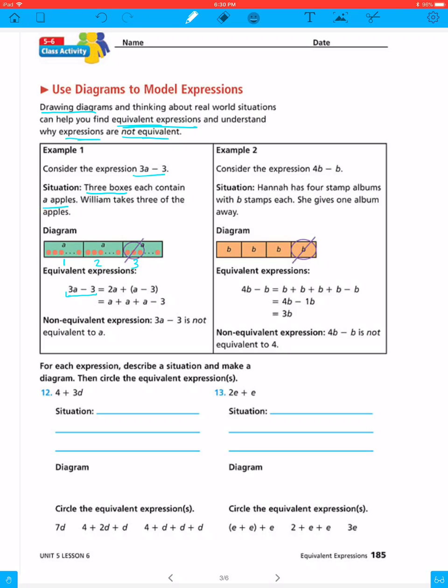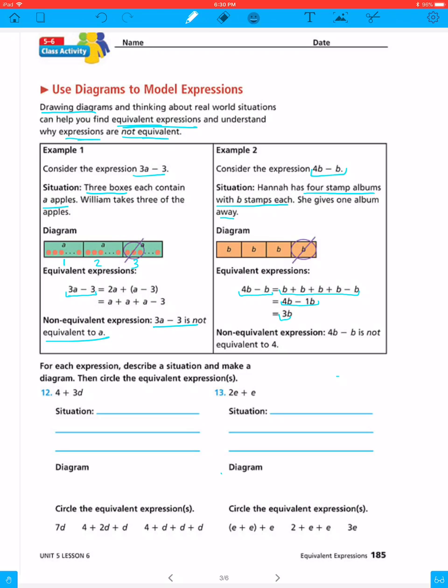So there are 3 boxes. They all have a certain number. And this dude, William, he takes 3 apples. He does not take 3 boxes. That's why you notice on that final A, there's 3 little dots subtracted. Now, 3a minus 3 can't possibly be equal to a. I didn't take away everything. When I'm subtracting a number like that, that does not mean I'm taking away everything and leaving the variable.